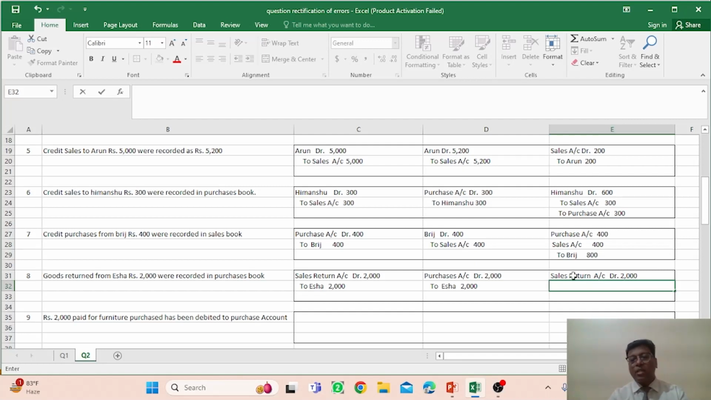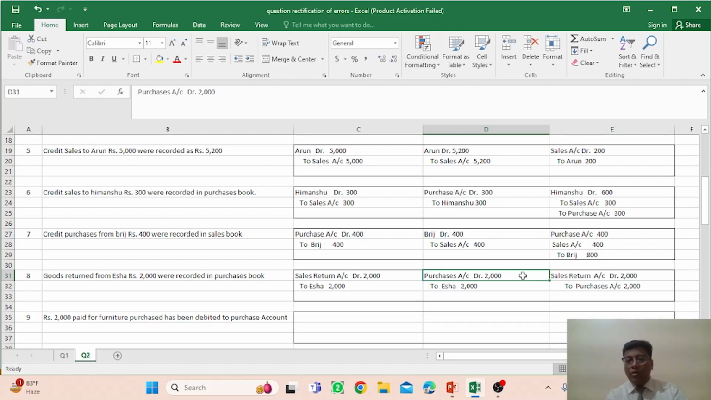But the purchase account was debited by 2000. So you have to correct it by writing it on the credit side, to purchases account rupees 2000. Just have a look: sales return account debit to Isha was the correct entry which should have been made by the accountant. But they wrongly entered purchase account debit by 2000, and Isha was credited 2000 on the credit side, so it is correct. There is no need to touch the Isha account, but you have to rectify it by writing sales return account debit, because that was the correct entry and it should have been made.